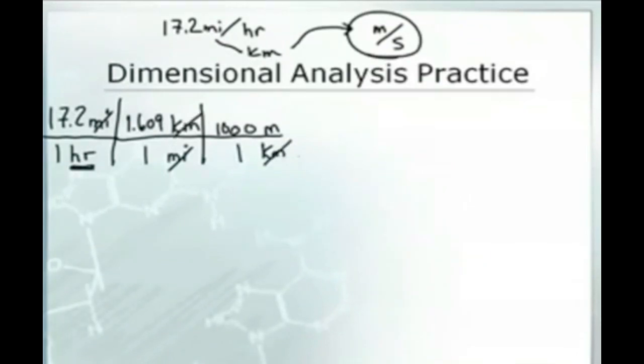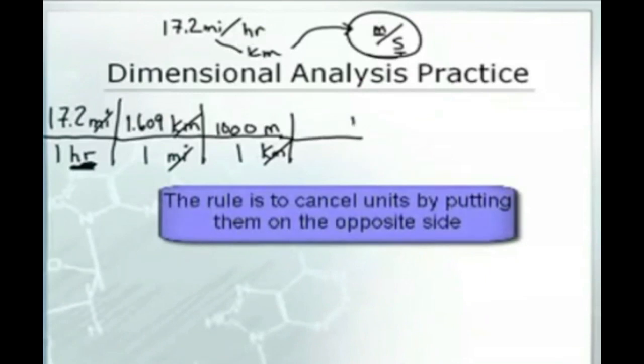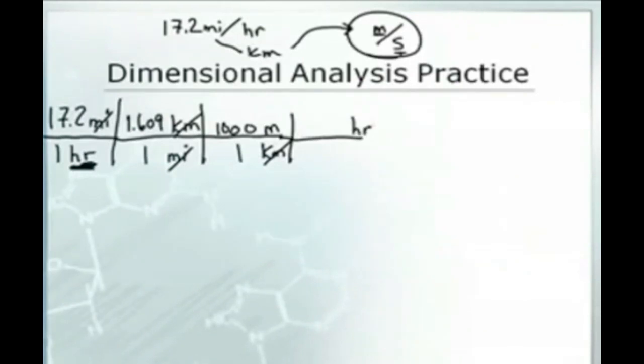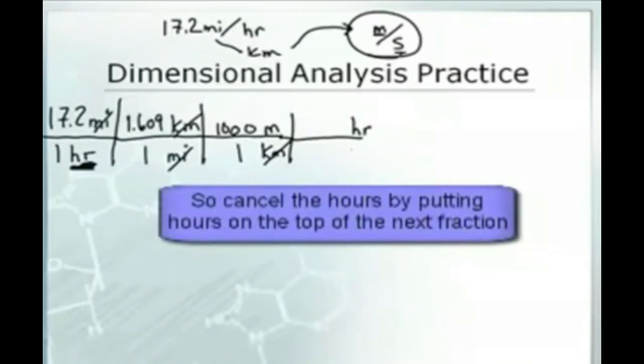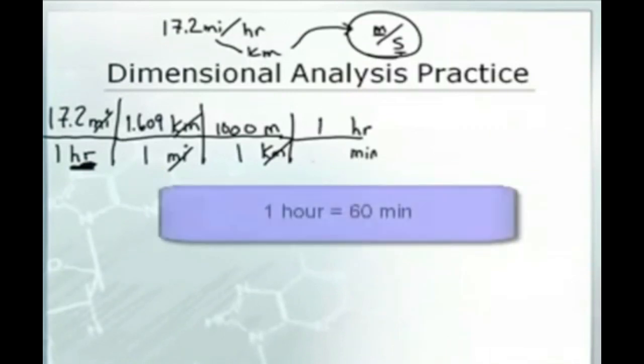All right, now I'm in meters on the top. That's what I want. I want meters on top and seconds on the bottom. So I have meters per hour, but that's not what we want. We want meters per second. So we need that hour to turn into something else. I just keep going. Whenever we've done a problem before this moment, we've always canceled by putting a number on the bottom. We're going to put a number on the top because the rule isn't bottom, it's opposite. So hours is on the bottom, and I'm going to put hours to minutes. And of course, in 1 hour, there are 60 minutes.